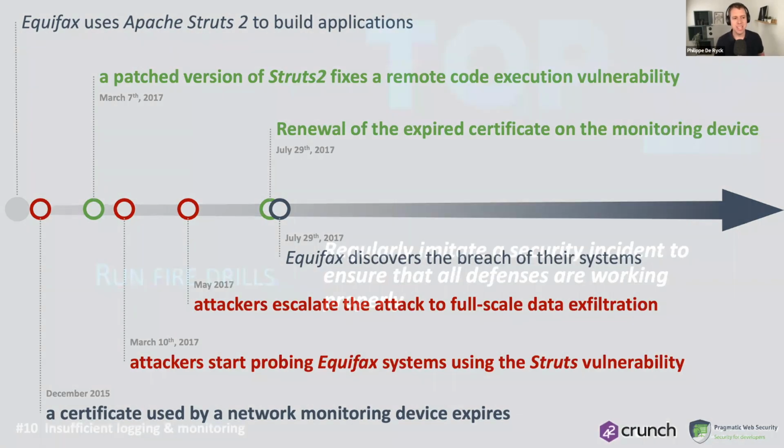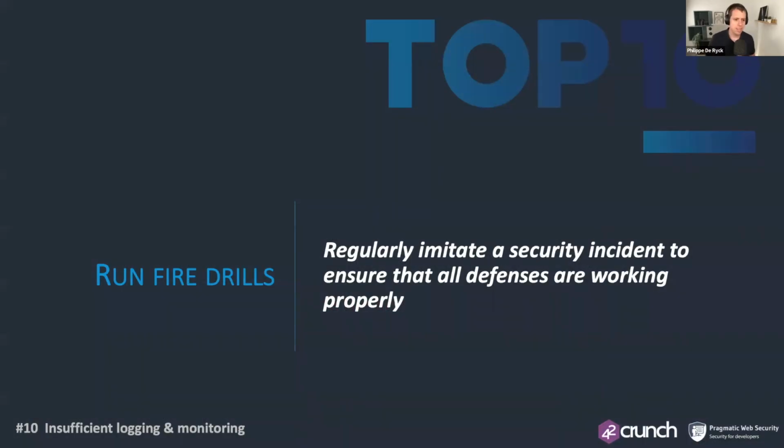But the takeaway here is run fire drills. If you have a network monitoring device like Equifax, or if you have a firewall that looks at network traffic to stop certain things, why don't you feed some data into that? Try to smuggle something out of the network legitimately and see what happens. If it doesn't come up and say something is wrong, then your defenses aren't working.